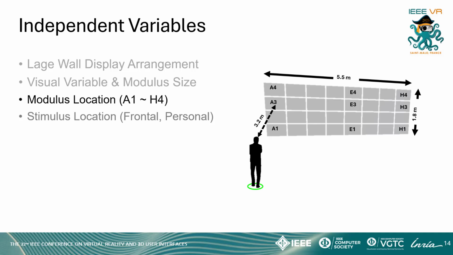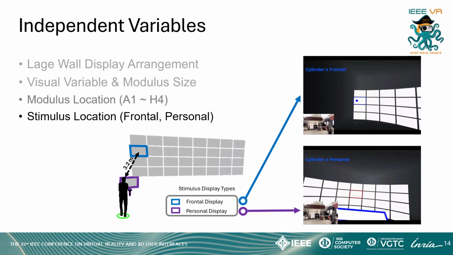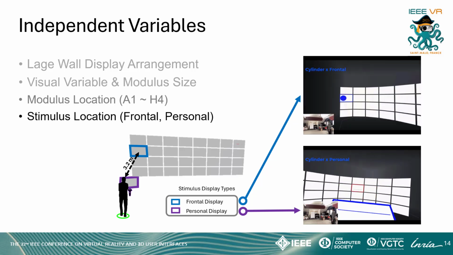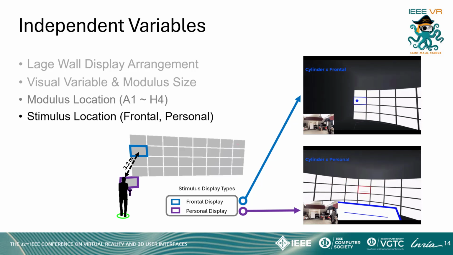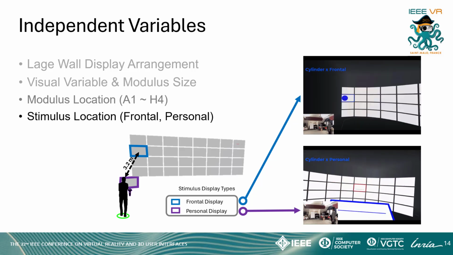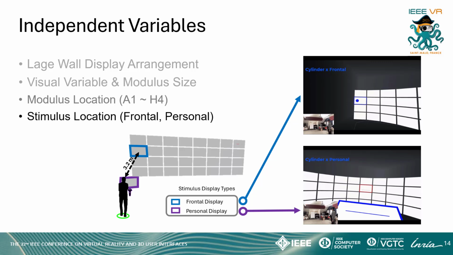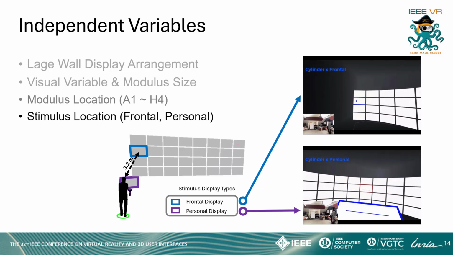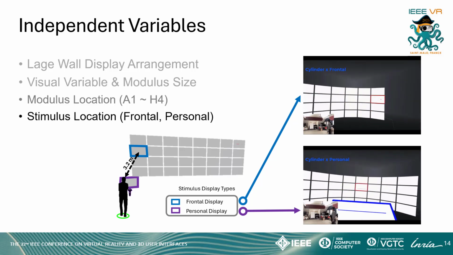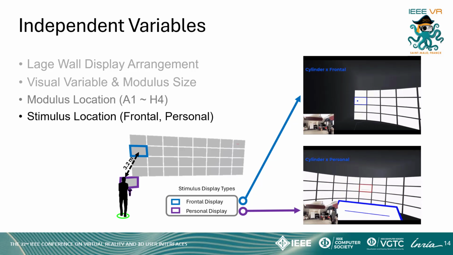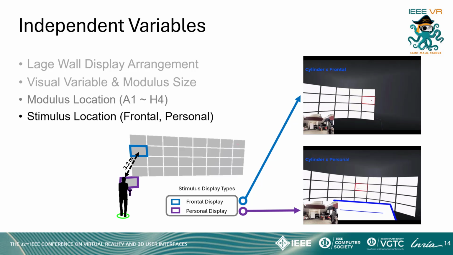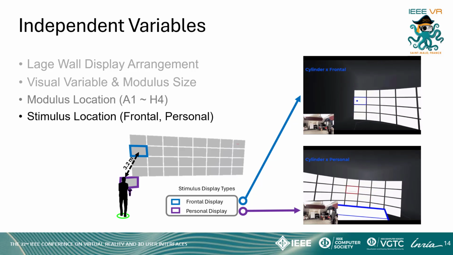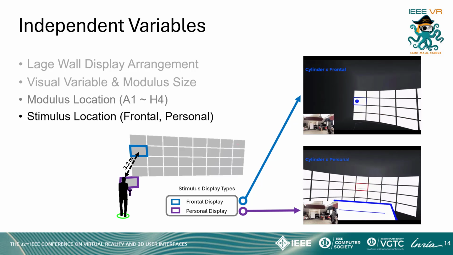And there are 2 stimulus locations called frontal display and personal display. The frontal display is the case where the stimulus display is one of the virtual world displays and is positioned in front of a user. The personal display is the case in which the stimulus display is positioned near a user, controlled by Vive controllers. This is a condition which is hard to achieve in the real-world settings.